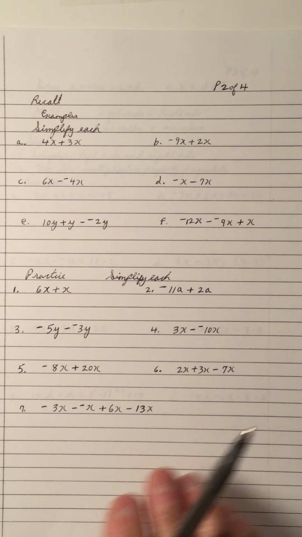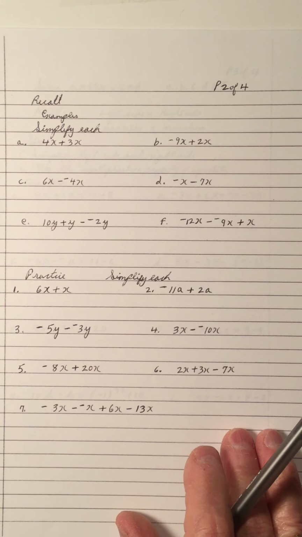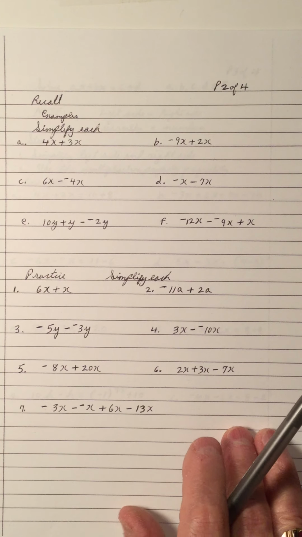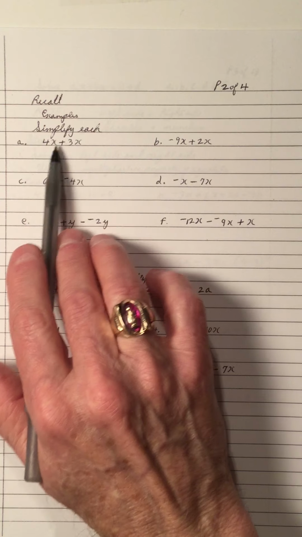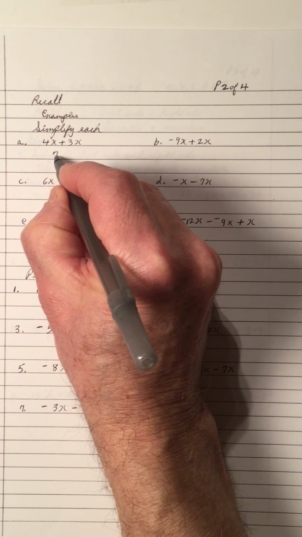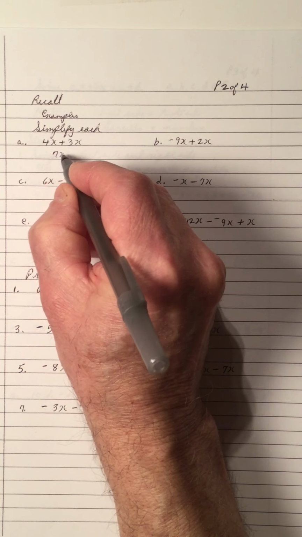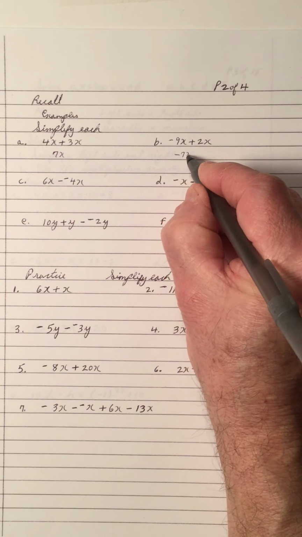Remember, we'll do one idea at a time and then in the end we'll put them all together. So if you review my videos and work them through, you'll see a pattern. Let's recall how we're working these out. Simplify each. We've learned that 4x and 3x is 7x because you add the numbers and keep the variable. You add here and you get a negative 7x.